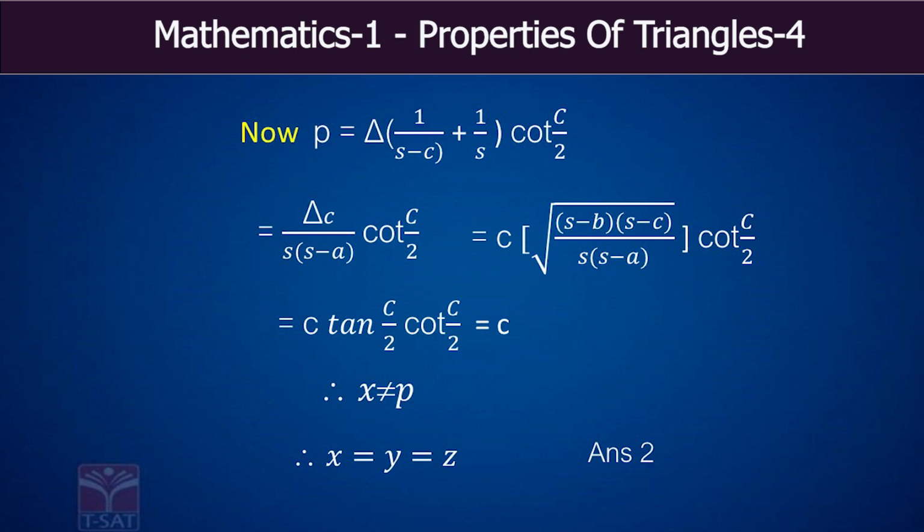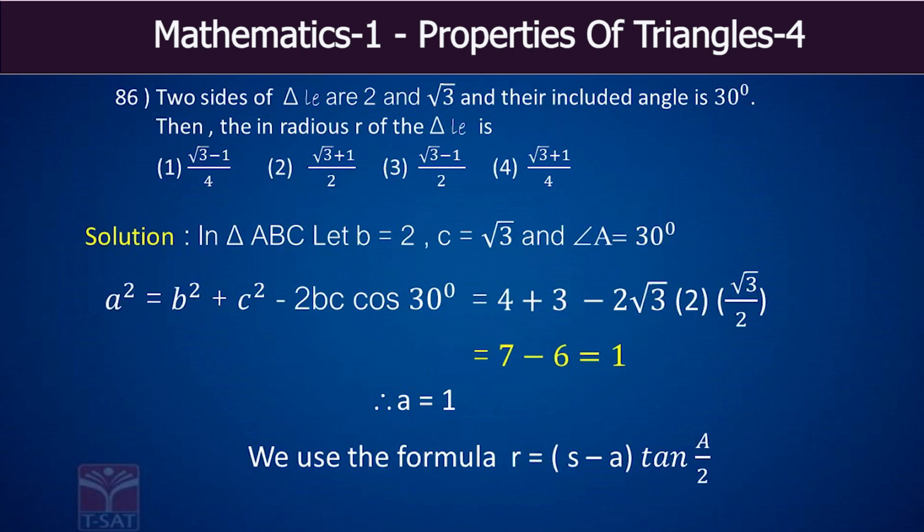Now P is equal to delta into 1 by s minus a minus 1 by s, cot C by 2. That is c cot C by 2 into s minus a. That is c into the square root of s minus b into s minus c by s into s minus a, into cot C by 2, which is c tan C by 2 cot C by 2, which is equal to c. So therefore, x is not equal to P. So x is equal to y is equal to z is the only correct option, and each is equal to P is not correct. So the correct option is option number 2.